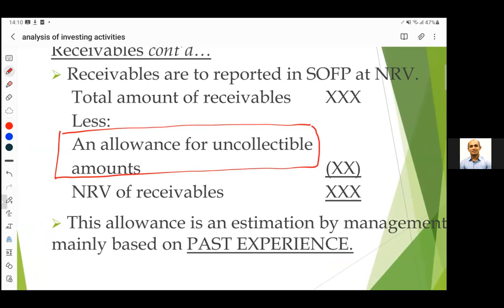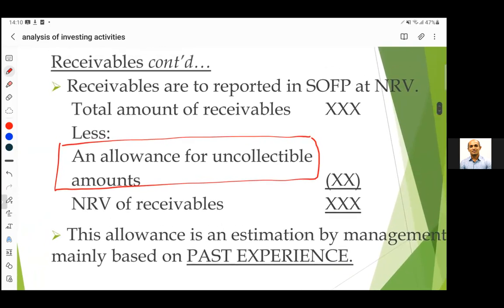Then what comes to your statement of financial position is the total receivable amount minus provision for doubtful debts. So the net amount goes to the statement of financial position.